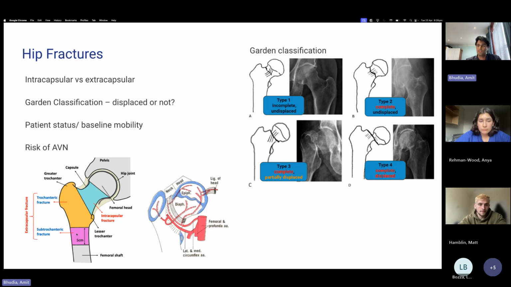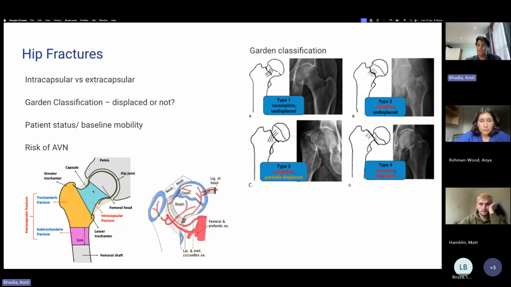So it can be broken down into basically 3 types of fractures. So you've got firstly either intracapsular or extracapsular. If you see this diagram down here, the colored one, intracapsular is the blue bit, and then extracapsular is the orange and pink bit. And then the orange bit is trochanteric, so in between the greater trochanter and lesser trochanter, and then anything below that is subtrochanteric towards the femur.